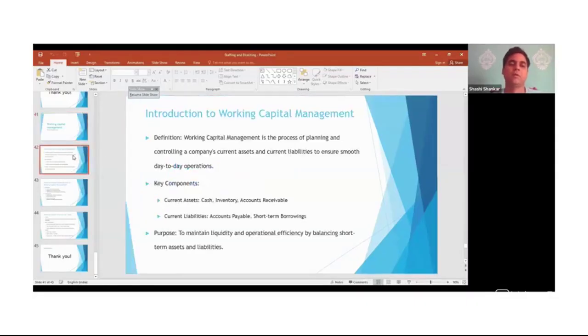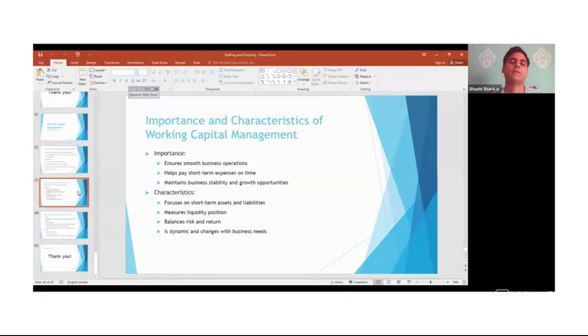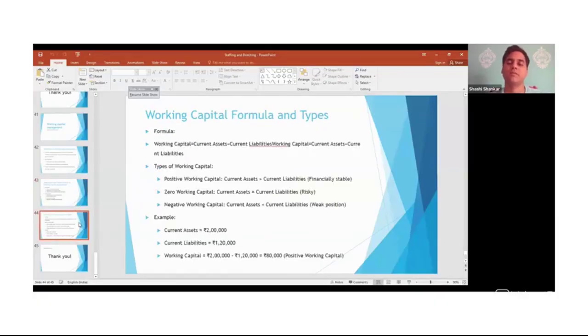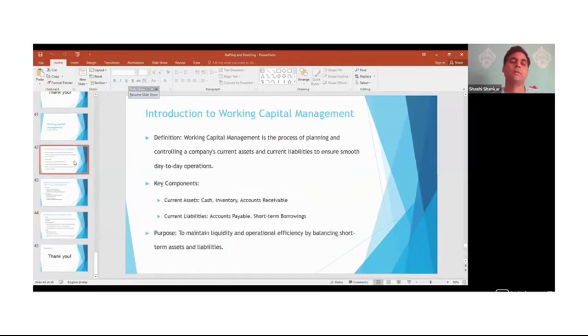So in this topic, I am going to cover what is working capital, what are the key components used to get the value of working capital, and what is the purpose of working capital management. Next, I'll cover the importance and characteristics of working capital management, and at the last, the working capital formula and types. All right. So to begin with, introduction to working capital.